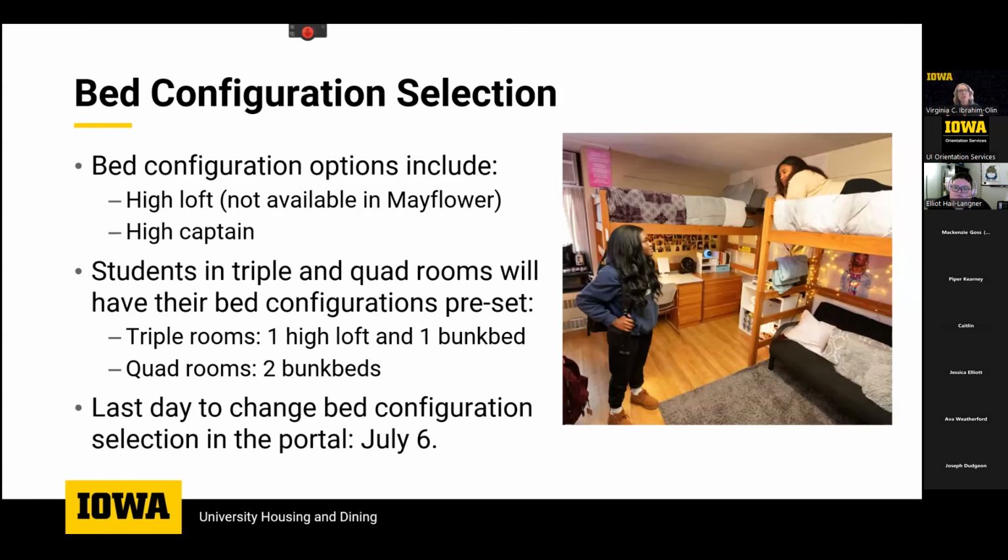And then if you're a student in a triple or a quad room, we have a preset bed configuration. Those triples will come with one high loft and one bunked bed, and quads will come with two sets of bunked beds. And you can log into the portal and adjust your bed configurations all the way until July 6th. And we have that deadline in July, so that way our staff can start getting those beds in order for you all before you arrive here on campus in August.